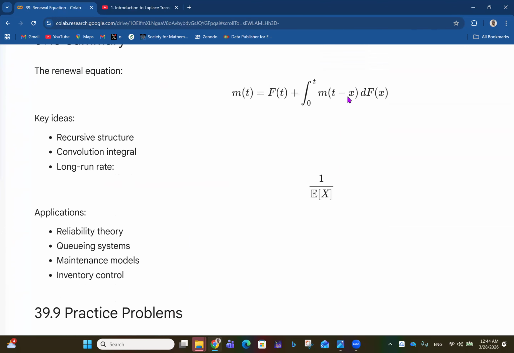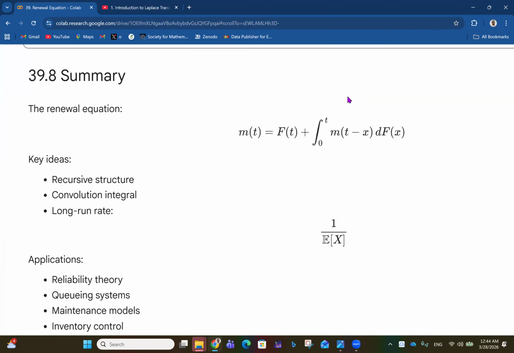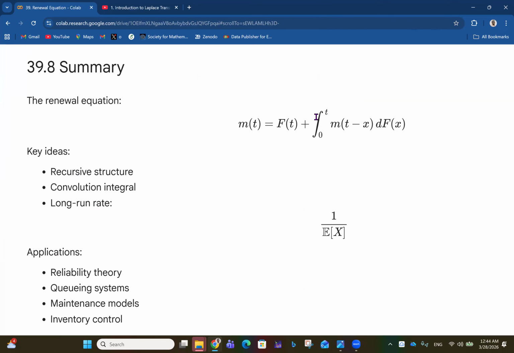So in summary, we have the renewal equation m of t equals F of t plus the integral from 0 to t of m of t minus x dF(x). We have key ideas like the recursive structure, the convolution integral, and the long run rate, which is 1 over the expected value of x. And we have applications of renewal processes in reliability theory, or if you like, reliability engineering. You have it in queuing systems, maintenance models, like maintaining a machine or replacing bulbs, or even inventory control, like you have a supermarket, and as people buy stuff, you have to restock.